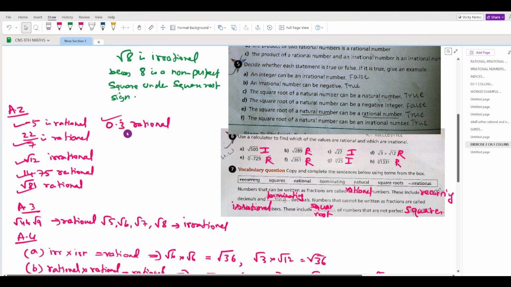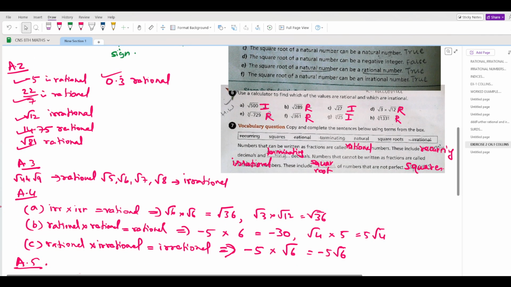So let us check the answers over here for question number 3. This is the answer for 3. Can you see root 4 and root 9, the first and the last one, I have put into the rational category. And the remaining middle ones, that is root 5, root 6, root 7, and root 8, are irrational. So this is the answer to question number 3.